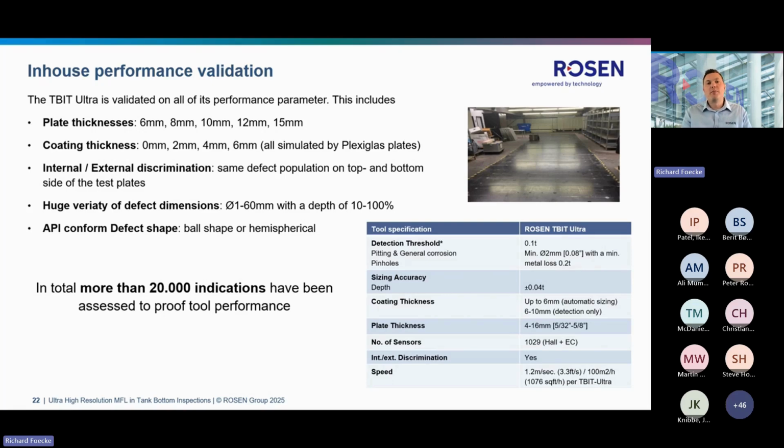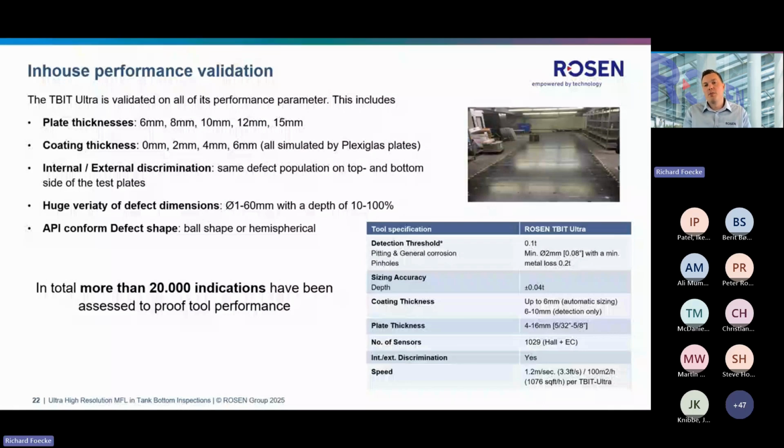These plates have been scanned with several tools by several operators. So in total, more than 20,000 indications have been assessed to prove the tool performance. And on the right side, you see where we ended up. The T-Bit Ultra can detect indications from 10% metal loss and 2 millimeter in diameter. We can reach a sizing accuracy of plus minus 4%.